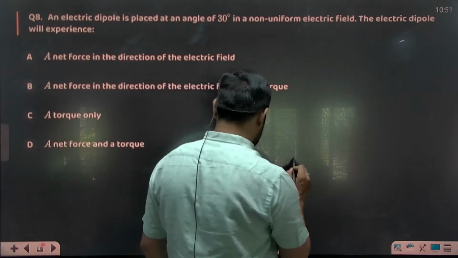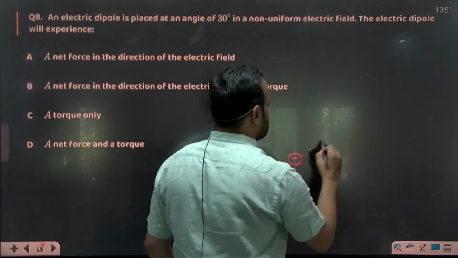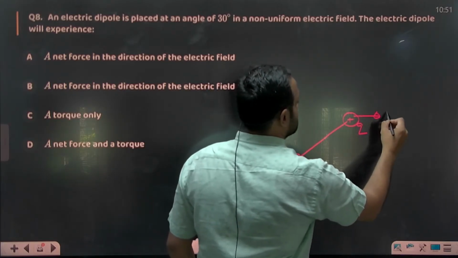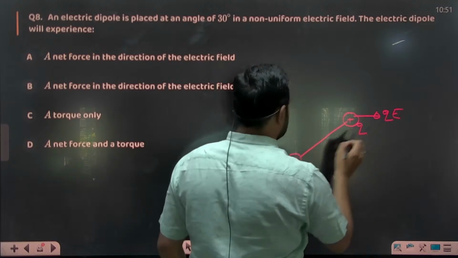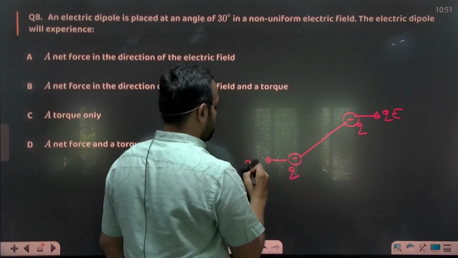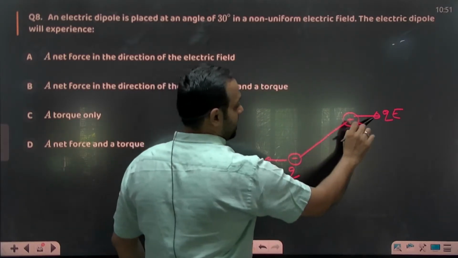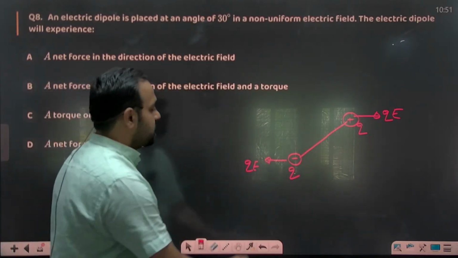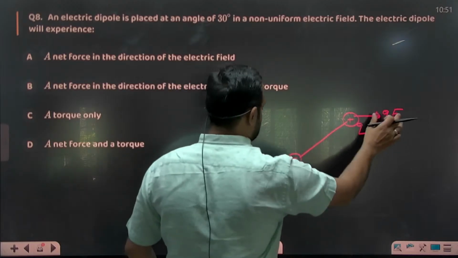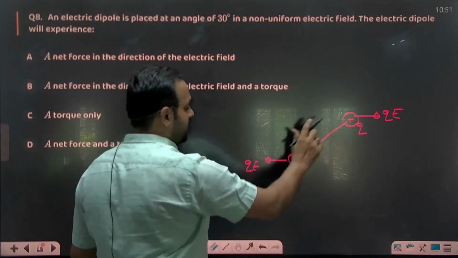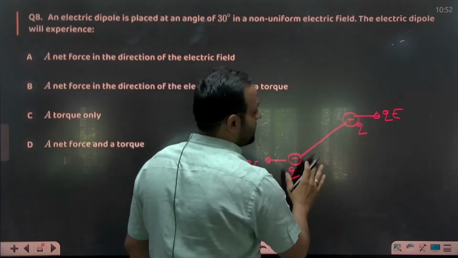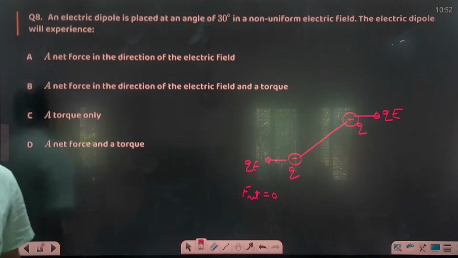If you have this dipole, minus Q and this is plus Q, what is the force on this? Q into E. On this also the force will be Q into E. If on this it is towards the right, on this it will be towards the left, and both forces are equal in magnitude. When you add plus QE and minus QE, the net force becomes 0. This is the case when the electric field is uniform. Uniform means the electric field is the same everywhere.